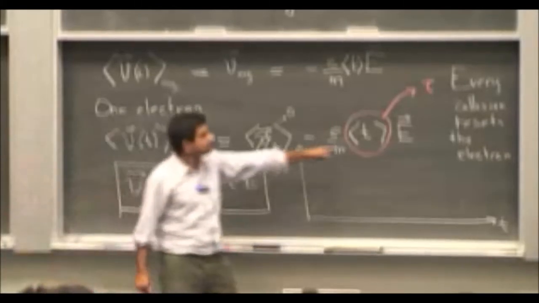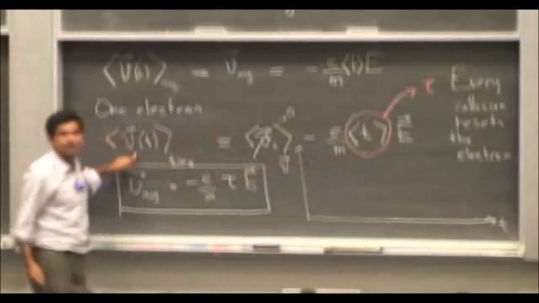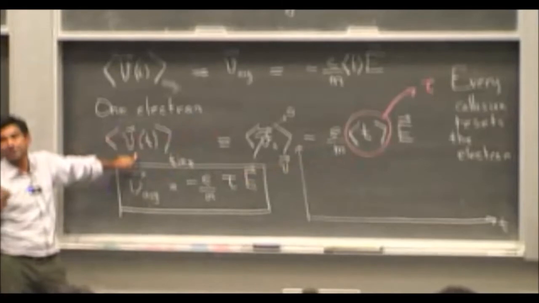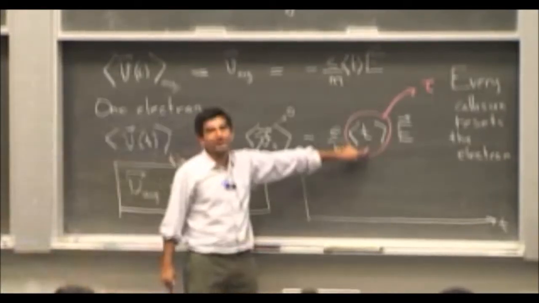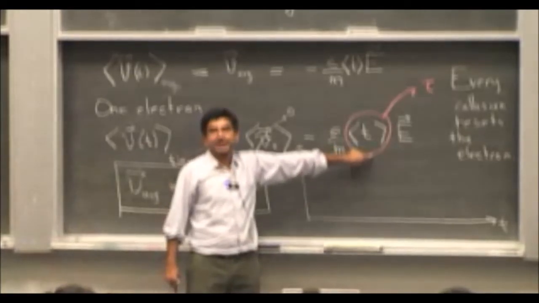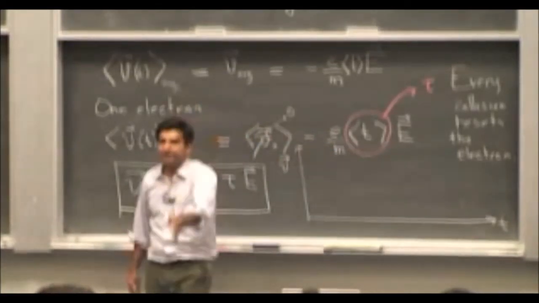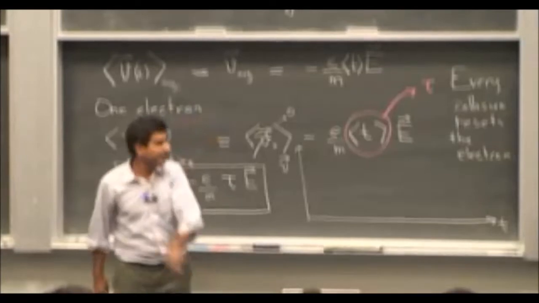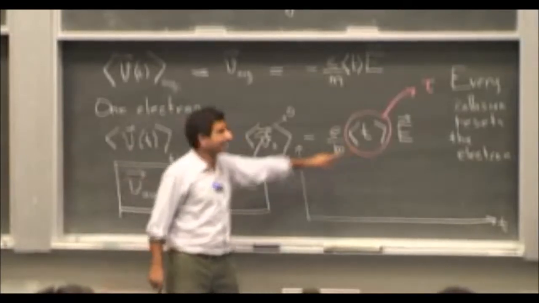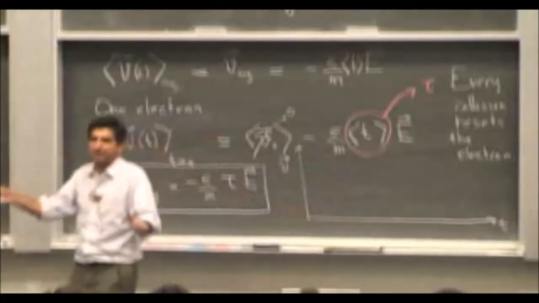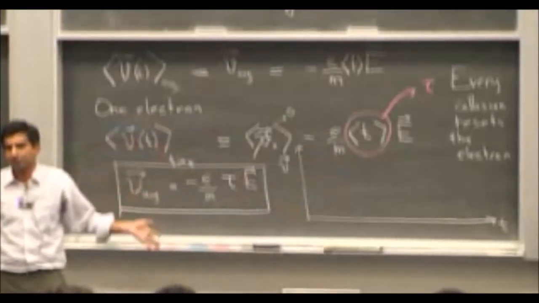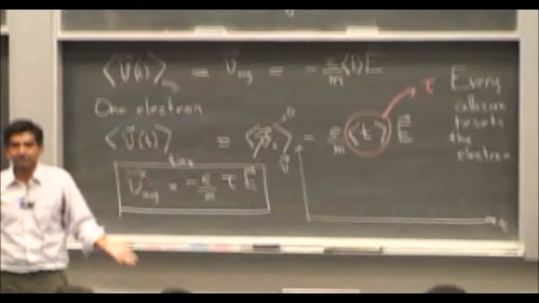If I take the maximum time here, it will define the maximum velocity this electron will acquire. But I don't know the maximum time, because these times are distributed like a Gaussian function. These times are centered at some mean value. So if I put an average here, I get an average here. The average of this time is just the average time between collisions, and that I've denoted by tau. And that's a property of the material.